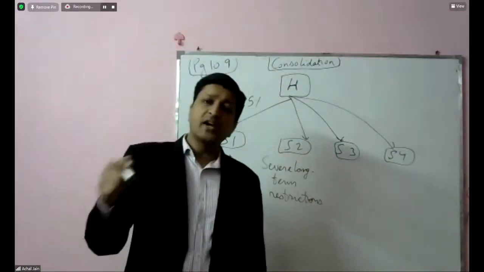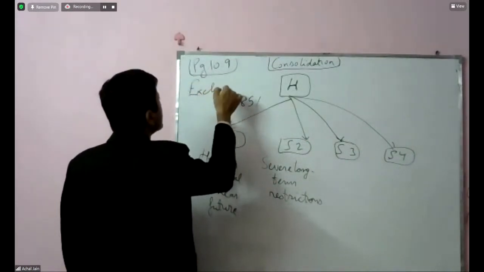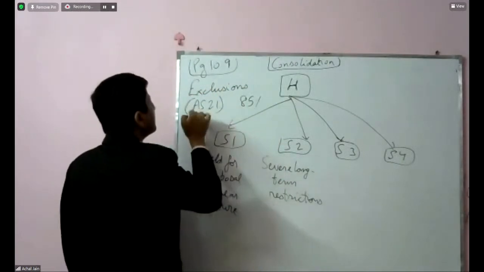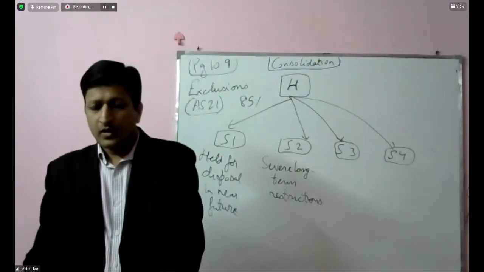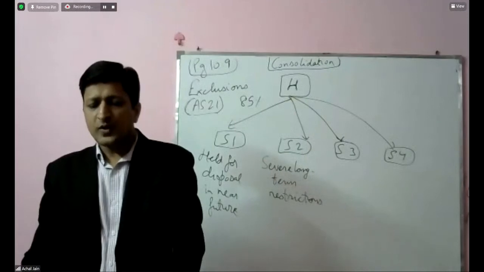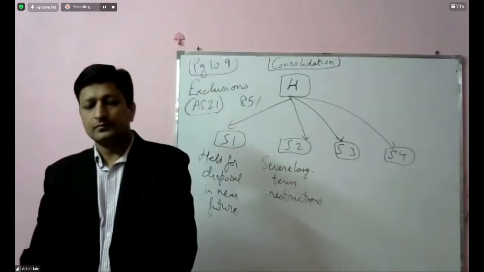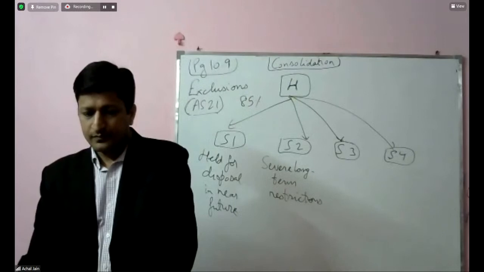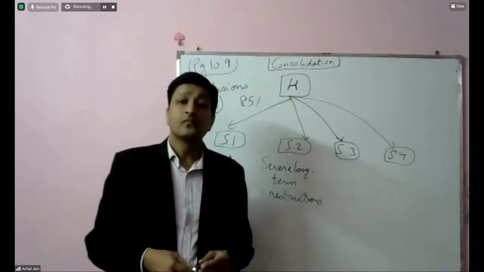And where do these exclusions come from? These exclusions come from AS21. AS21 talks about these two exclusions. Clear on this? These two exclusions come from AS21. Okay. Clear? Yeah.